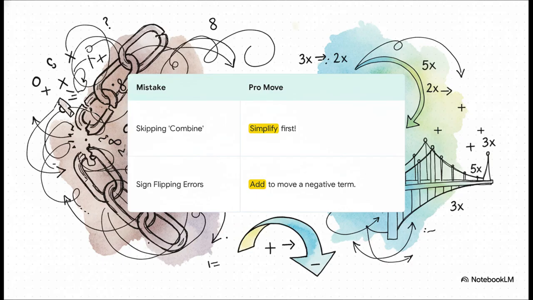The other classic mistake? Forgetting to flip the sign. Just remember, algebra is all about opposites. If you need to move a negative term to the other side, you have to add it to both sides.